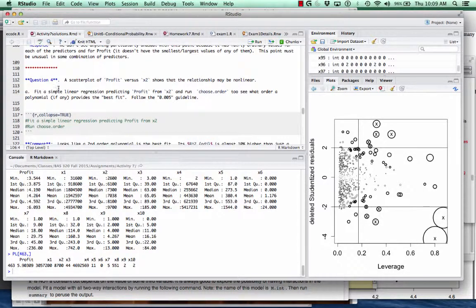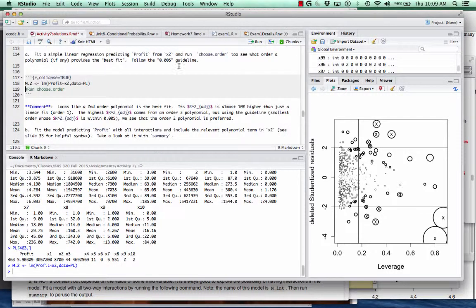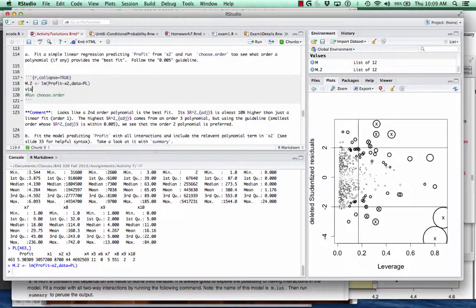Okay, this question now deals with fitting a polynomial model. If you look at a scatter plot predicting profit just from x2, you do detect a little bit of a hint of nonlinearity. So I'm going to name a model M2, just predicting profit from x2, and we're going to visualize this model, just so you can see what I mean here.